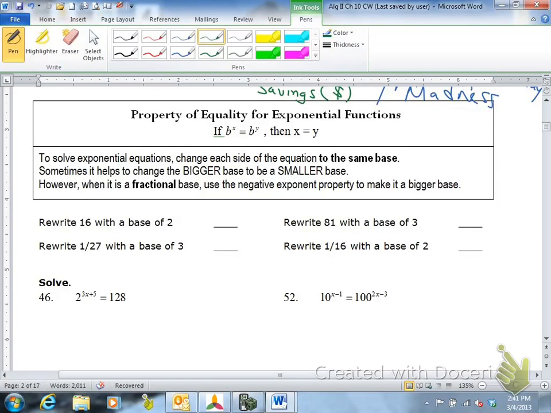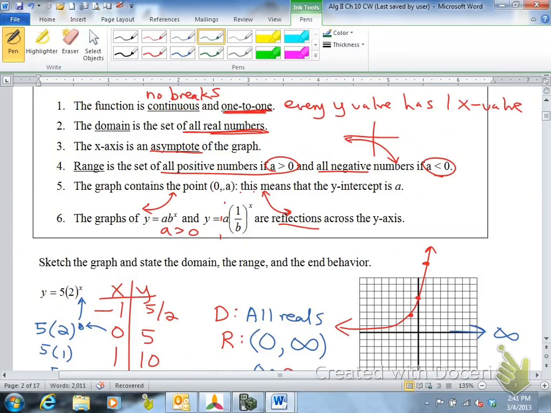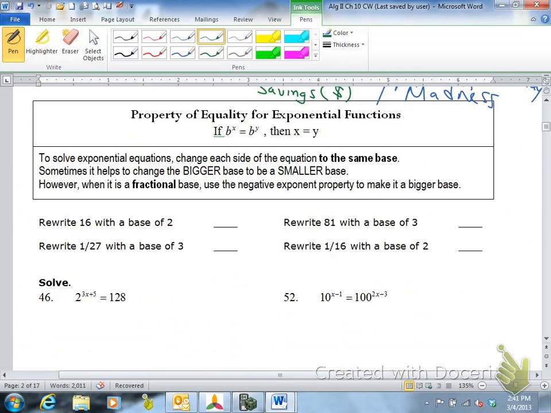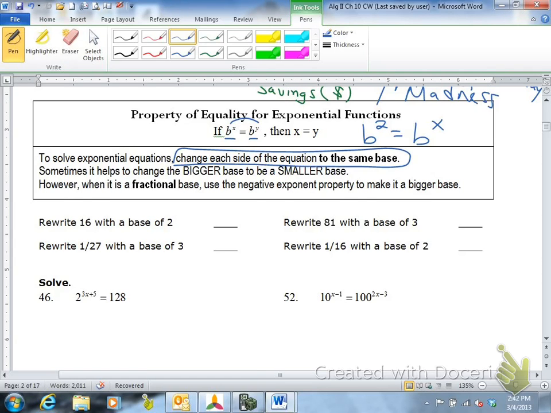Okay, so the second part of these class notes are chapter 10.1. So, property of equality: if two bases are the same, then you could say the exponents are also the same by logic. So if you had b to the 2 equals b to the x, hopefully it doesn't take too long to figure out that x equals 2. So to solve exponential equations like the one below, we change each side of the equation to have the same base. To be able to use this property, we need the same base.